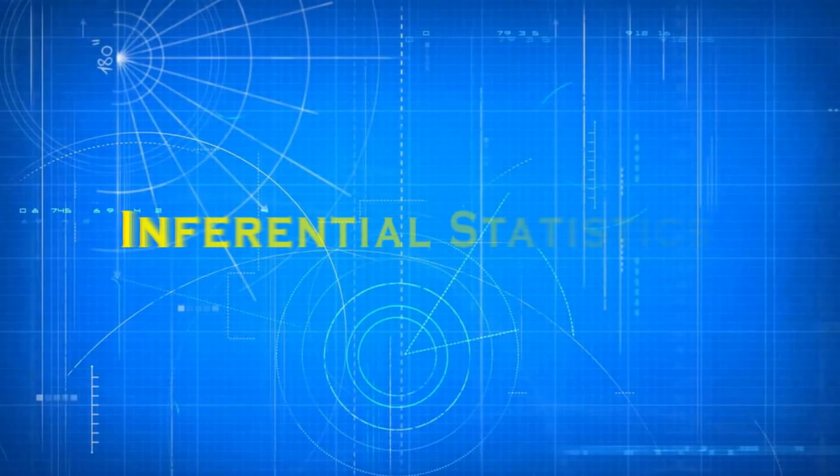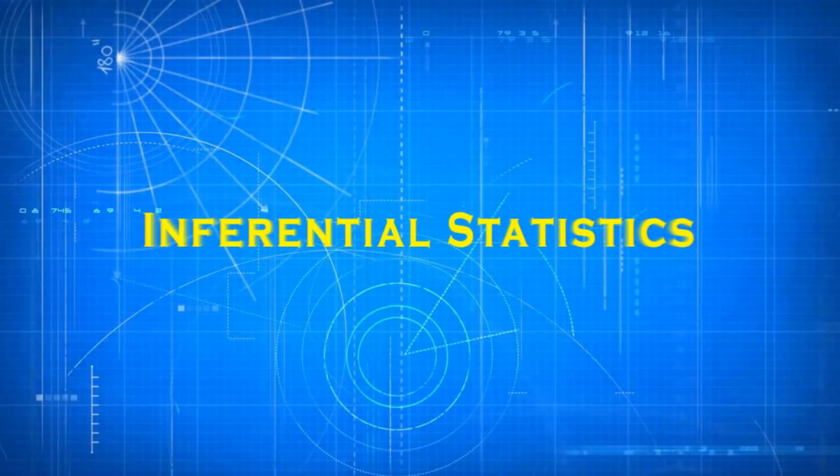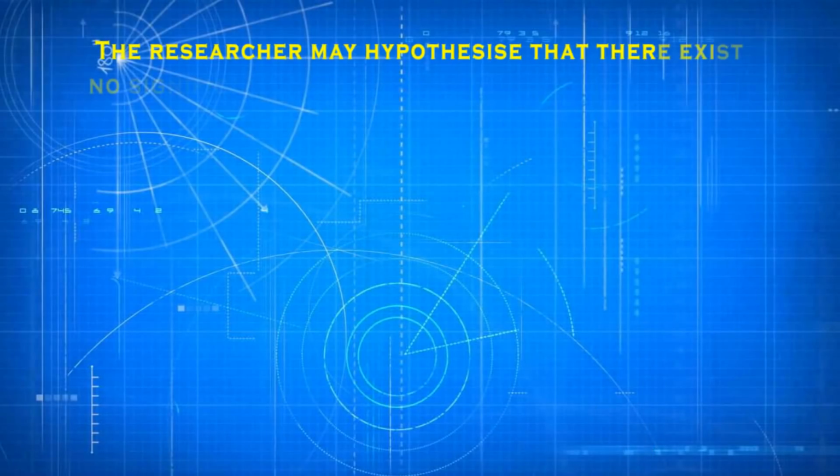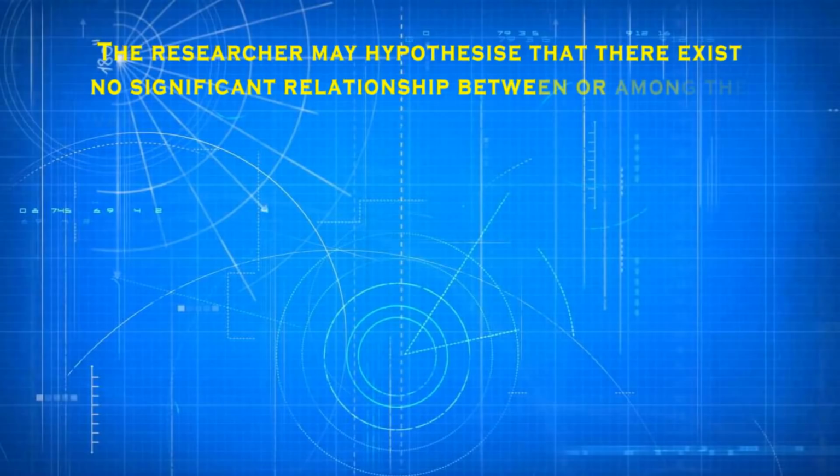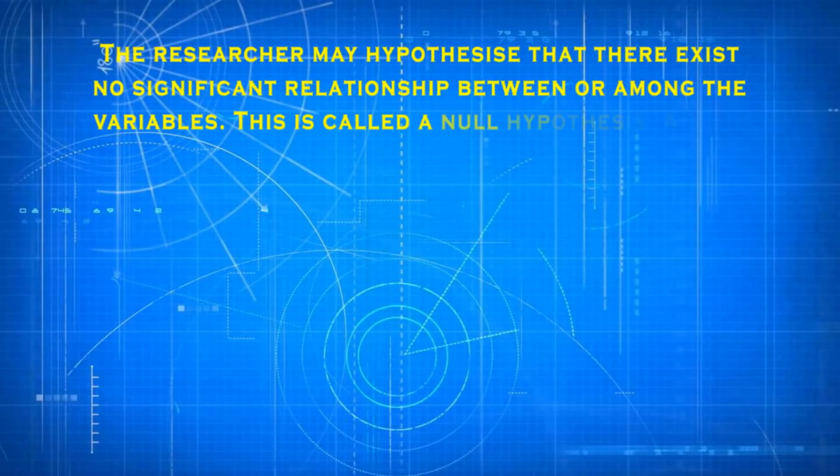Coming to the next stage of analysis, which we call inferential statistics. We use inferential statistics in order to understand the likelihood of association between two or among more variables. Now, for inferential statistics, we generally formulate the research problem with a hypothesis. The researcher may hypothesize that there is no significant association between the two variables.